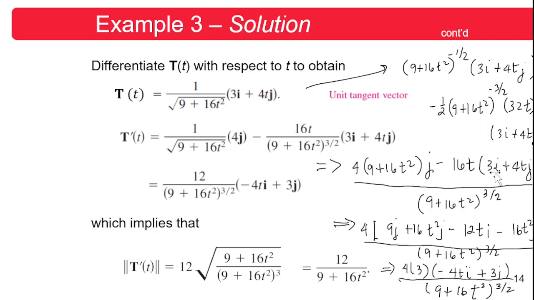So times 3, you have negative 12t times i. And then 4t times 4tj, you get 16t squared j. Since this is negative, so this should be negative. And then we combine like terms. So 16t squared j plus negative 16t squared j is 0.